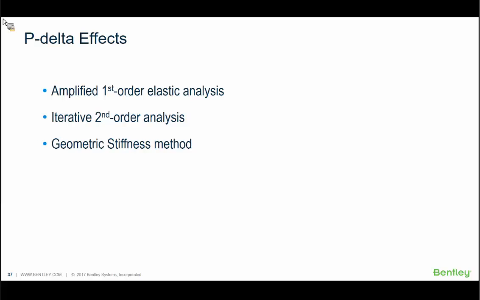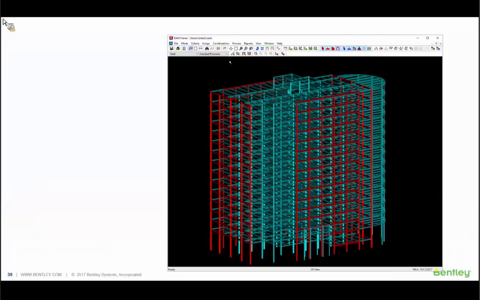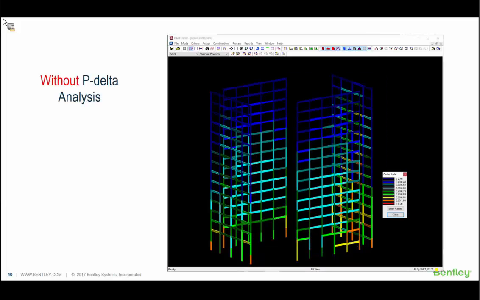So here are three of the most common methods that are used for accounting for P-delta effects. Why is consideration of P-delta important? Using the RAM Structural System software, I analyzed and designed this building. First, I performed the analysis without invoking the option to include a P-delta analysis, and then I performed a code check. So I just did a first-order analysis with no P-delta analysis included, and I performed a code check.